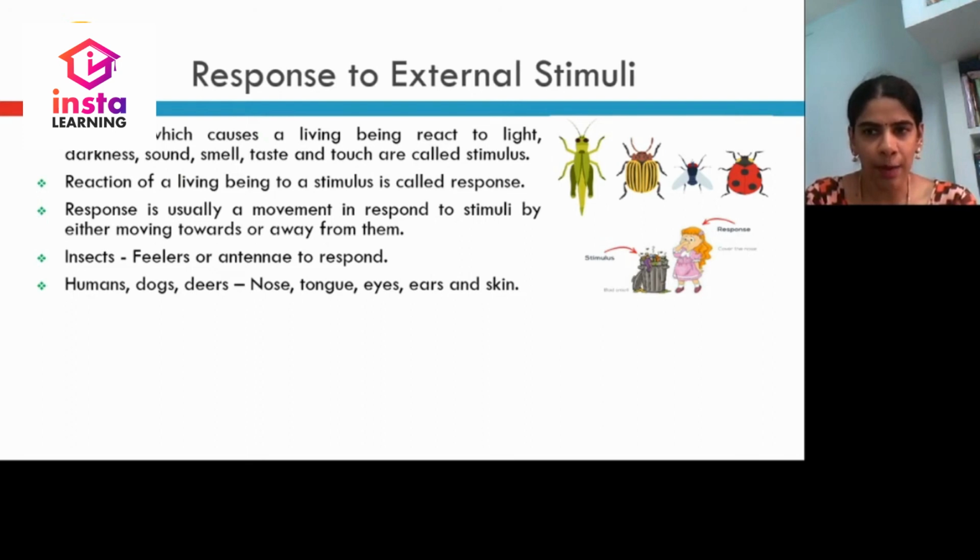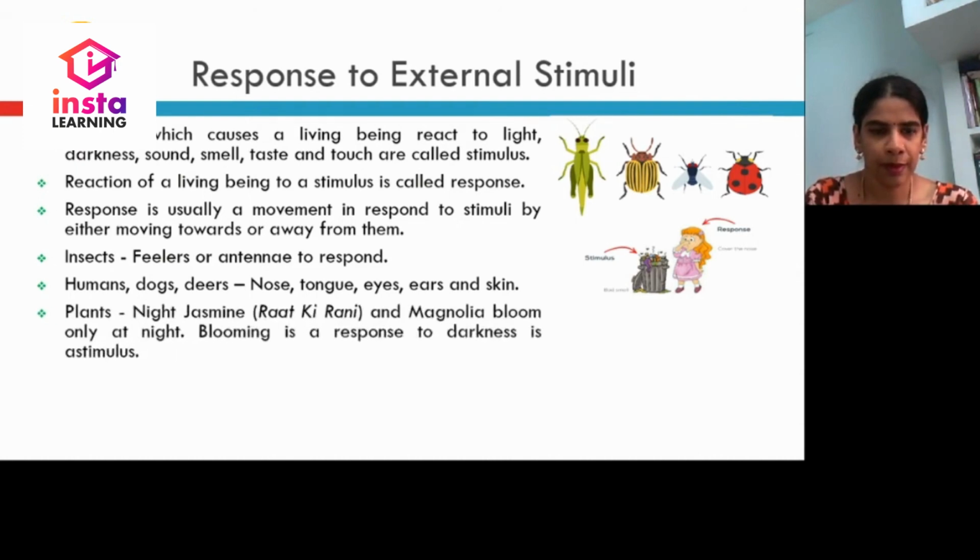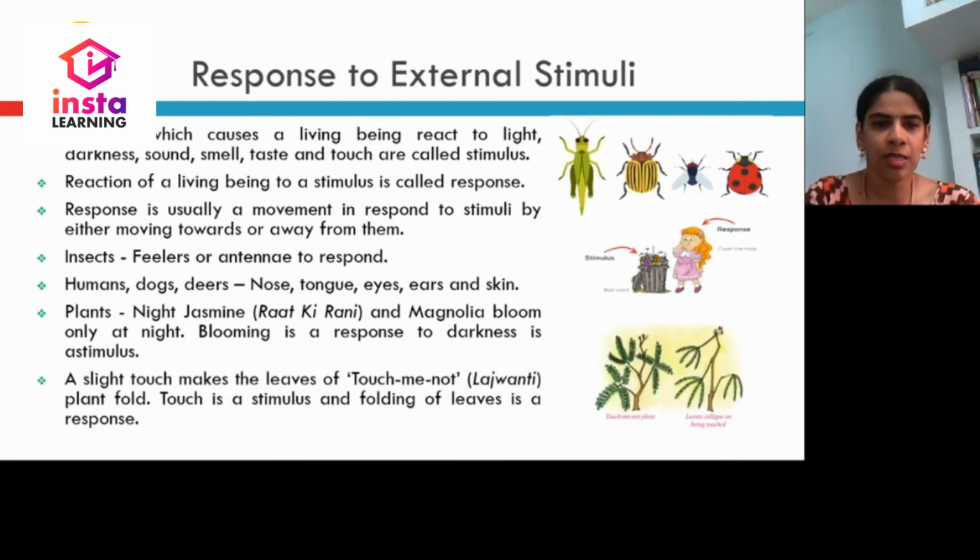When you pass through garbage, you automatically close your nose. This is a good example of a human being showing response to external stimuli. In plants, the night jasmine and magnolia bloom only at night. Blooming is a response, and darkness is the stimulus. A slight touch makes the leaves of the touch-me-not plant fold. Here, touch is a stimulus while folding of leaves is a response.